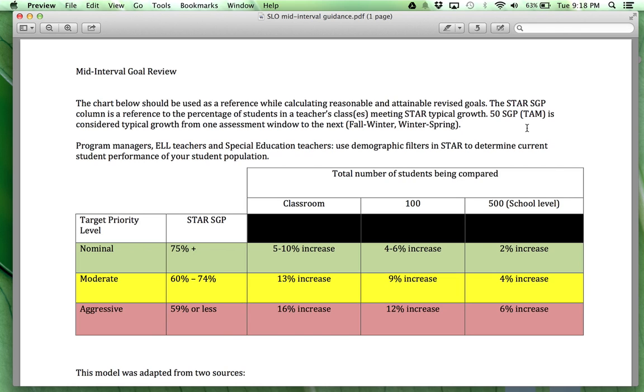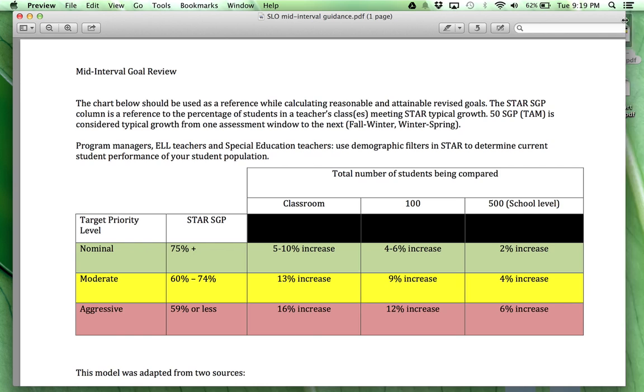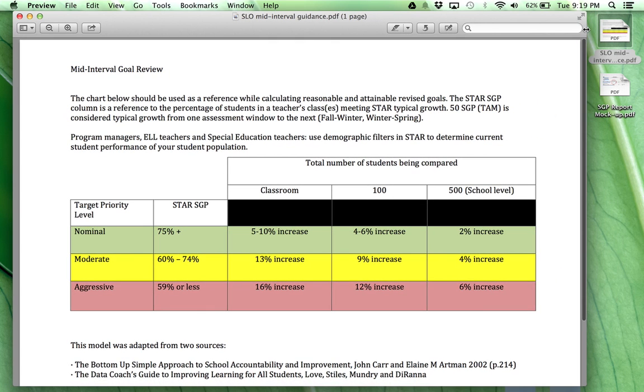I've put STAR SGP there, but really you could look at the number of students meeting growth and use that goal. In the future, we'll use guidance similar to this sheet to both review and analyze student data to set reasonable goals for SLOs. I gave a pretty technical explanation, and I realized that it's a voiceover, but wanted you to know that there is guidance out there. Again, this sheet will be attached to the website.